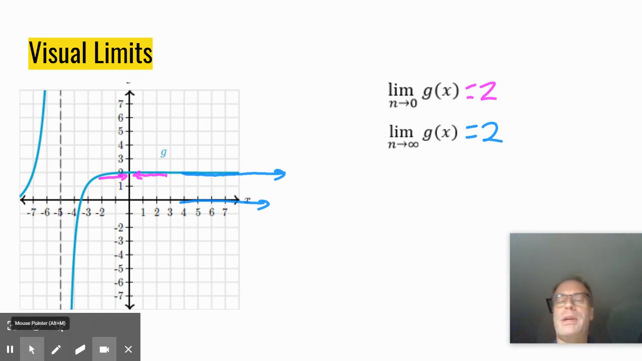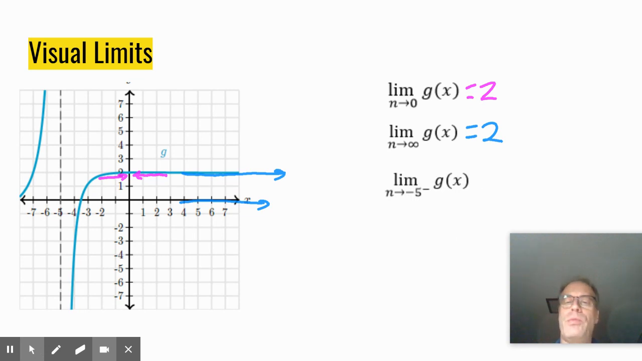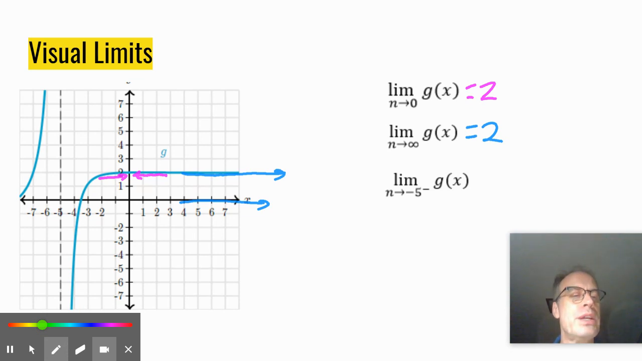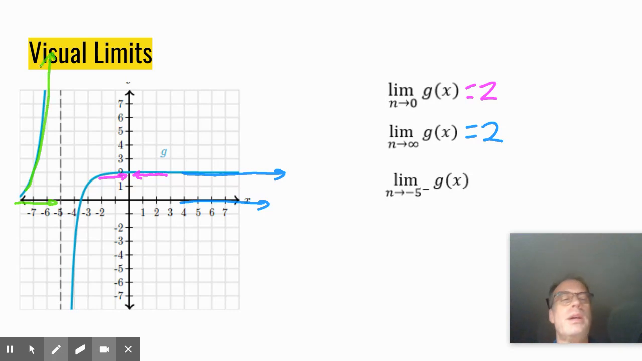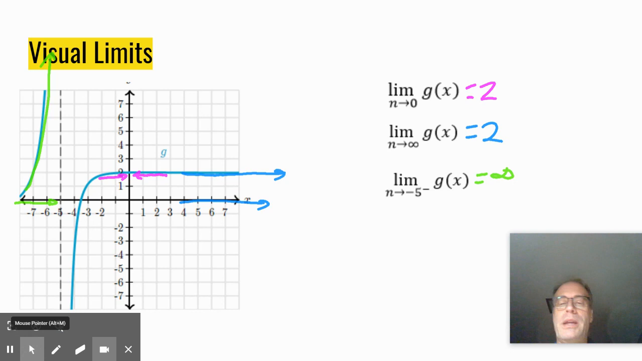Moving on. Next, I'm going to look for what is the limit as n is approaching -5 from the left. Let's see here, -5 from the left. Well, -5 is here. So as I'm approaching from that, oh wait, I'm on the graph. What's happening to my y-coordinate? It's going up. And how much is it going up? It's going up without bound, so we say that it's going to be approaching infinity. Okay, not too bad again.